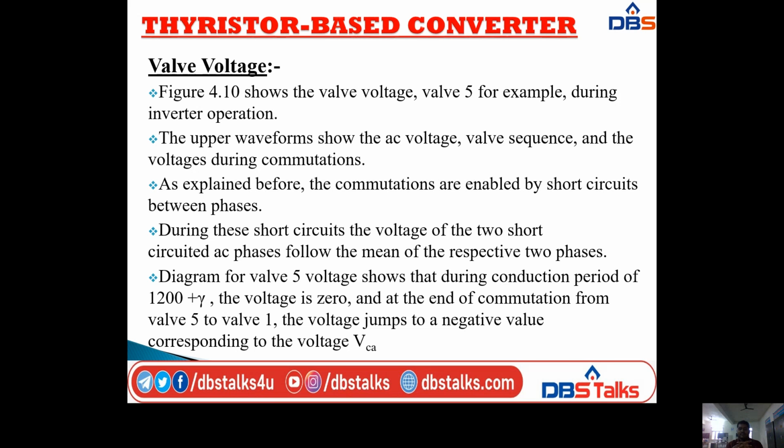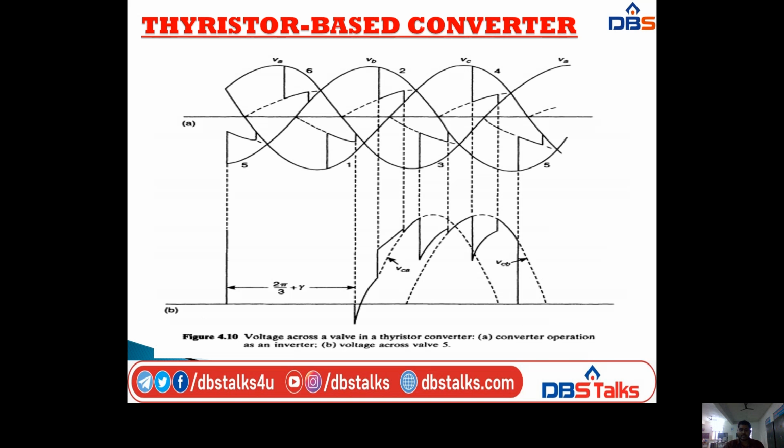The diagram for valve 5, that is for thyristor 5, shows that during the conduction period of 120 degrees plus gamma, the voltage is 0, and at the end of commutation from valve 5 to valve 1, the voltage jumps to a negative value corresponding to the voltage VCA. So this diagram gives the voltage across a valve in a thyristor converter.